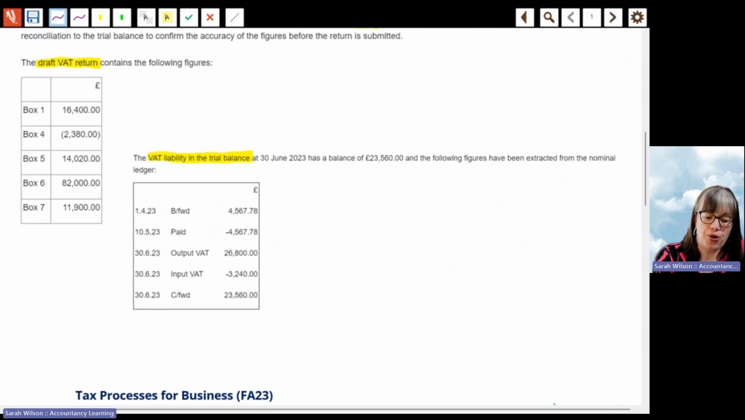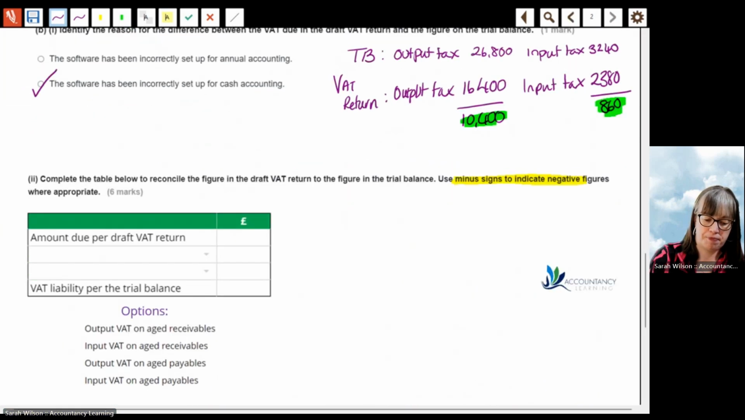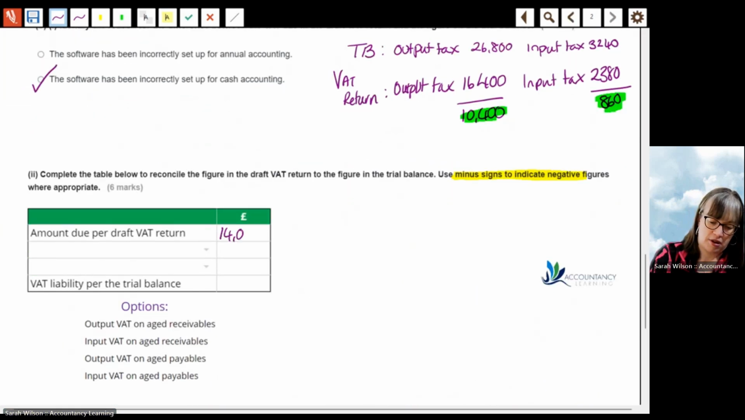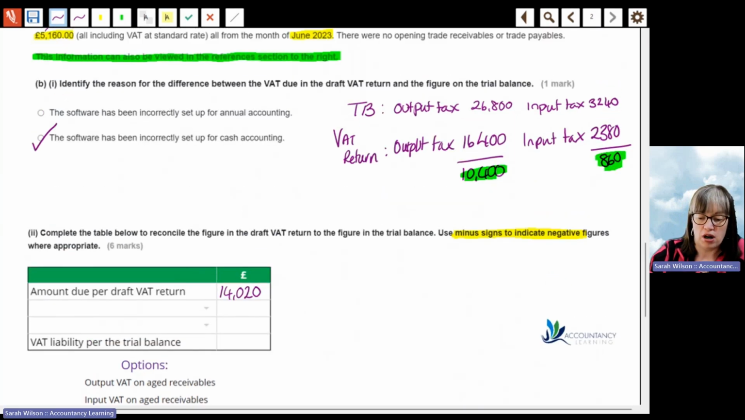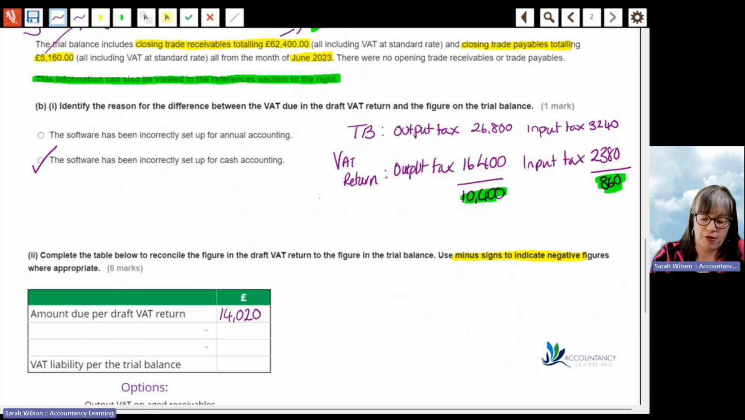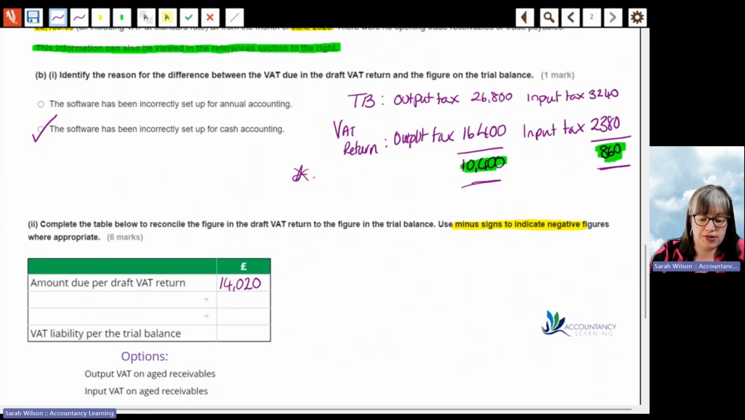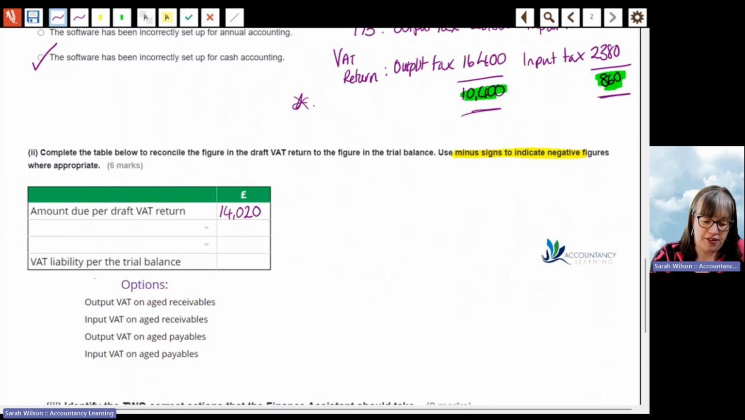So the amount due is going to be our box 5, 14,020. So we can put our VAT return figure in there. Now we know what our differences are because we have proved it in the first part of the question here. So these are our two differences. So in the exam, you've got drop downs here, which you can choose from, and these are the options that you're given.